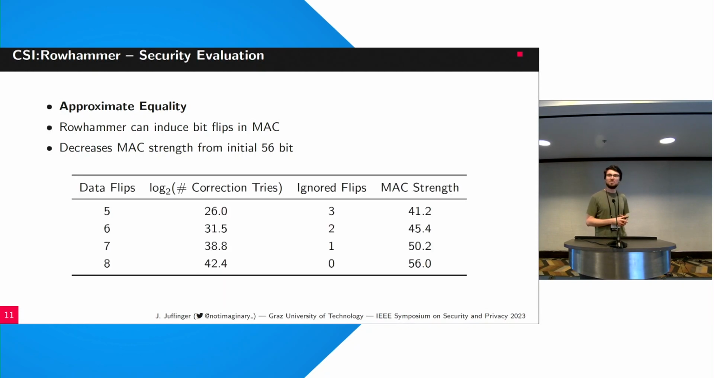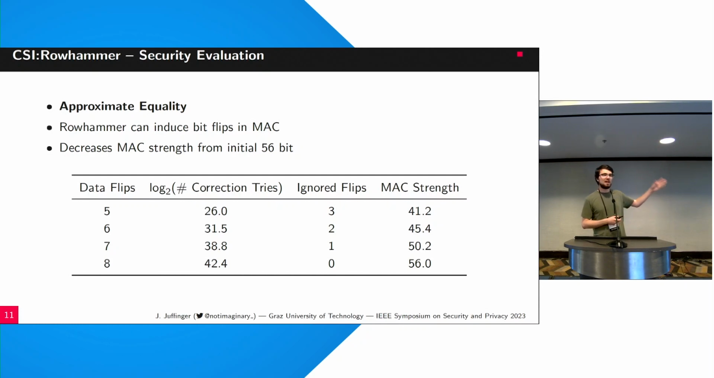And we computed this table. For example, if we have 5 data bit flips, and we do the brute force correction as a search, we need 2 to the power of 26 attempts while brute forcing for the correct data. And if we ignore 3 bits in the MAC, the strength decreases from 56 bits to 41.2 bits. But this 41.2 bits is still a lot higher than 26, so we are still safe.